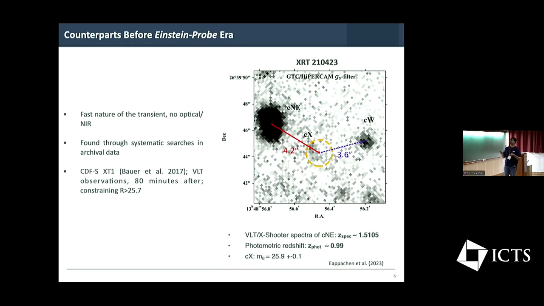So we have 3 candidate hosts in that region, CNE, CX, and CW, where we have a spectroscopic redshift for one and a photometric one for another. And you can see that CX is very faint and might not be visible. It has a very deep optical limit of about 26 mag in G band. By looking into the host properties, like star formation rate, mass, and host offsets, we are able to connect it with what progenitor it is, or rule out some progenitors in some cases. So that was the way we were constraining the nature of the FXTs before the Einstein Probe era.